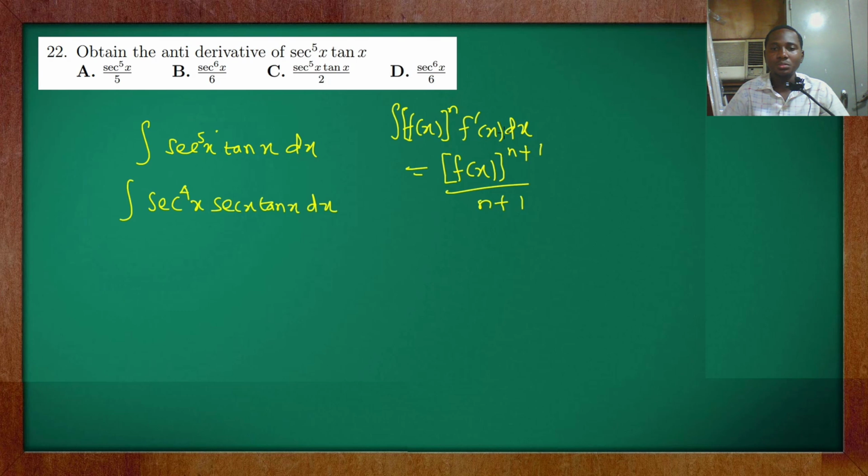If you apply this here, what do you notice? I have the integral of sec^4 x multiplied by the derivative of sec x dx. If I differentiate sec x with respect to x, I get sec x tan x, and here I have sec x raised to the power 4. So my answer will just be sec x raised to the power 5 over 5. That's all. So the correct option to this question is option A. Alright, so let's move on to the next question.